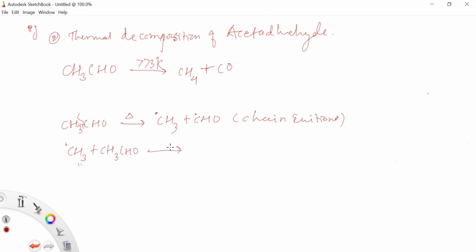Just one minute left, then everyone join. So this is K1, this is K2, the rate of reaction, or the rate constant or velocity constant. It abstracts the hydrogen from this acetaldehyde and forms CH4 plus the radical CH3CO. So CH3CO, this radical will be formed. Again, this radical reacts with this radical.